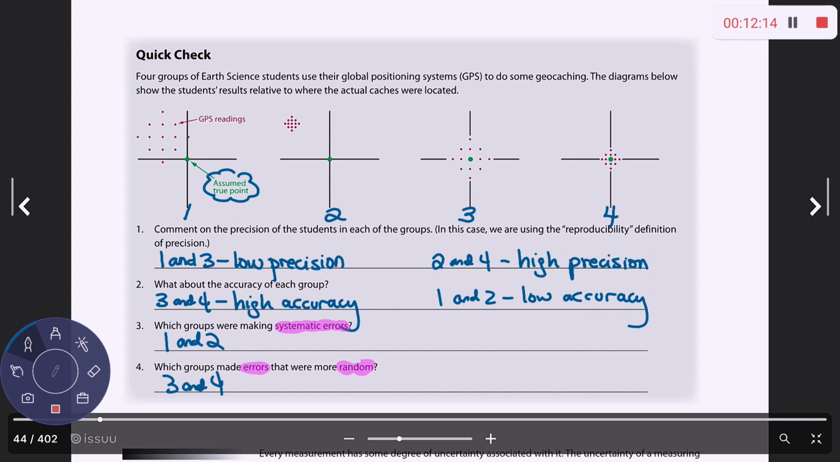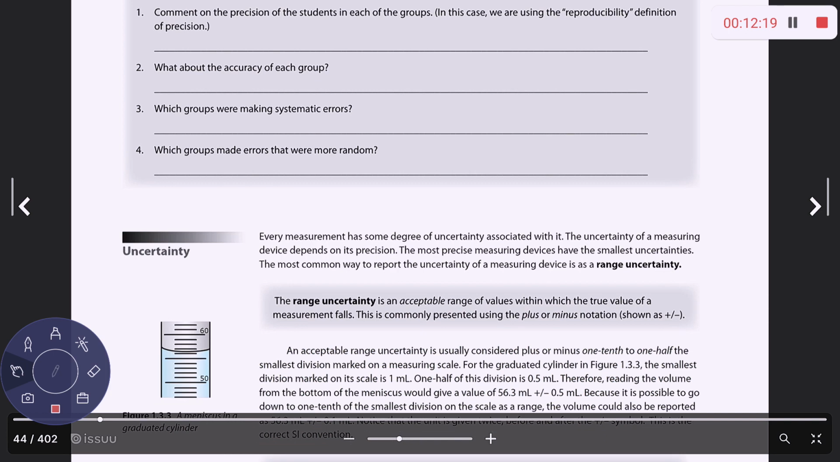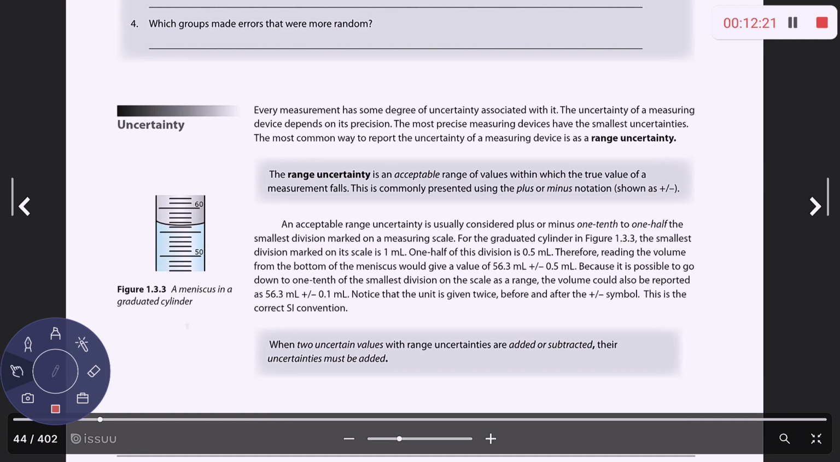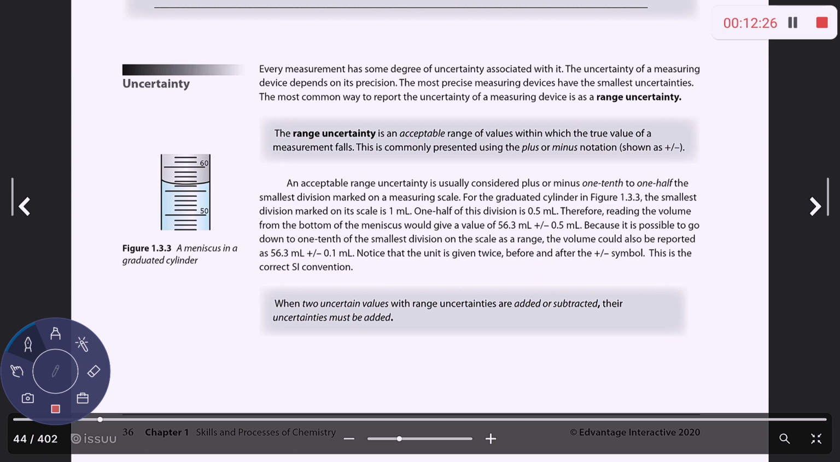Okay, let's move on. Let's take a look at uncertainty. So like I said before, every single measurement that you make has some degree of uncertainty in it. And the question is, how do we determine where we're going to record measurements to? In this class, I will not be using range uncertainty, which is where they make a measurement and they put a plus or minus after that. I left that in the book because sometimes you might see that in other classes. But what I'm going to do is I'm going to talk about making measurements using graduated cylinders, okay?